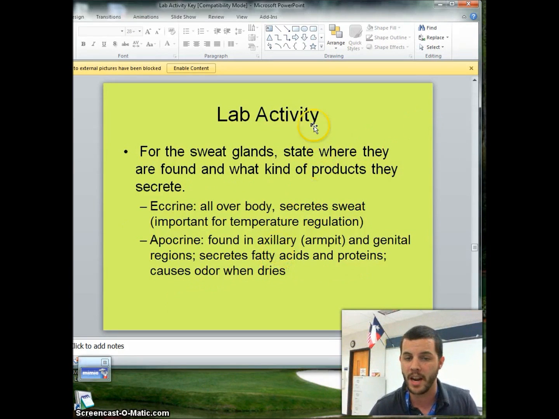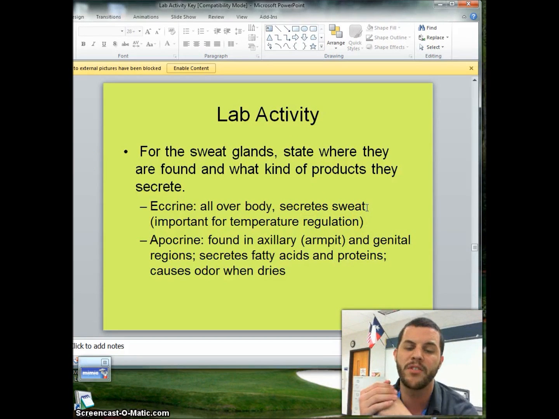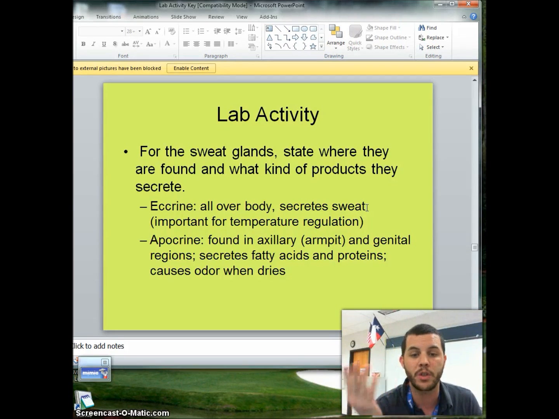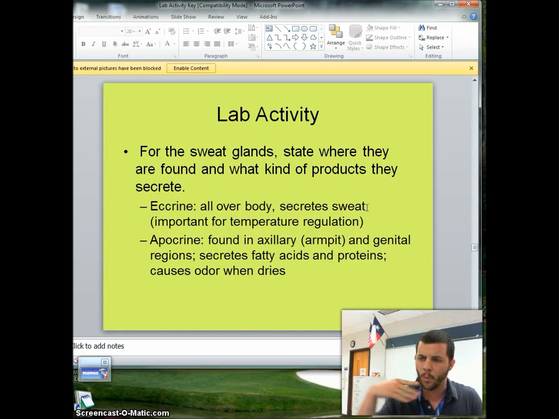For the sweat glands, state where they are found and what kind of products they secrete. Okay, you've got a couple of different kinds of sweat glands. Number one, you've got eccrine glands, and eccrine glands are found all over your body, and they're going to just secrete regular old sweat. And that's important for temperature regulation. If you remember back to chemistry class, as water evaporates, it's an endothermic process, and thus it cools down the surroundings. Same thing on our body. When I sweat, I have that liquid on my body. As the liquid evaporates, endothermic, it cools down my body.